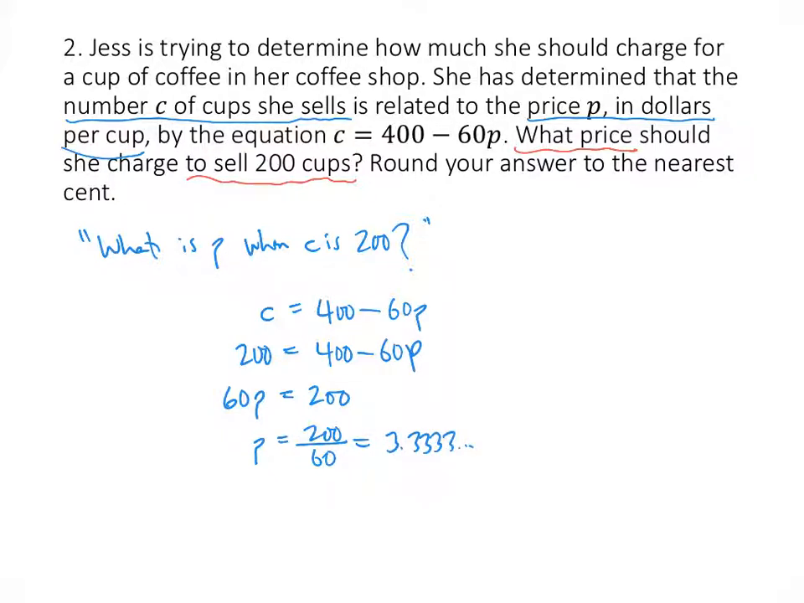Now again, we need to apply units, and since we've got a decimal that doesn't terminate, we've got to figure out how many decimal places we want. P represents price, so this is dollars and cents, and then the question asks us to round to the nearest cent, and so that means we're going to round to 2 decimal places. So our final answer here is going to be $3.33 per cup. Remember that this was the price in dollars per cup. So that's our solution.